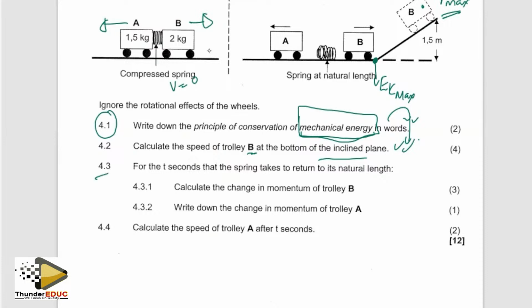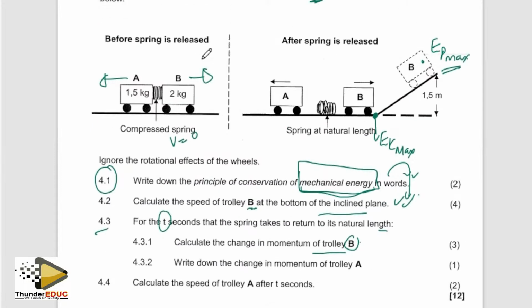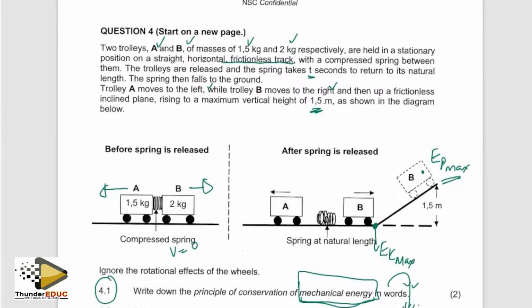Then 4.3. For the t seconds that the spring takes to return to its original length, can we calculate the change in momentum of trolley B? Can we go back to the question and see? They're telling us that trolley A moves to the left and B moves to the right. The trolleys are released and the spring takes t seconds to return to its natural length and the spring falls to the ground. So as it's falling to the ground, the trolleys move left and right.